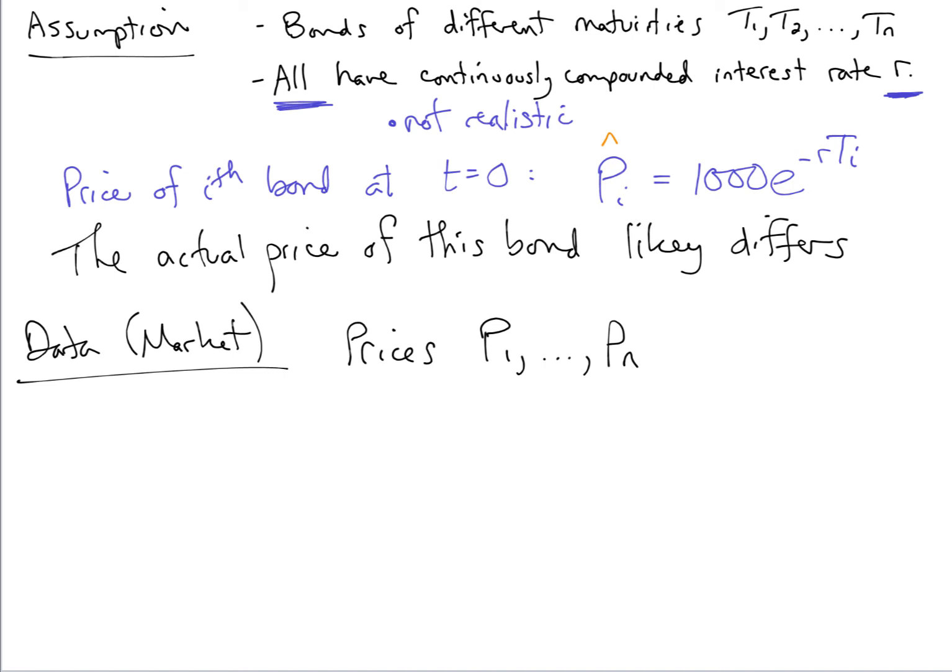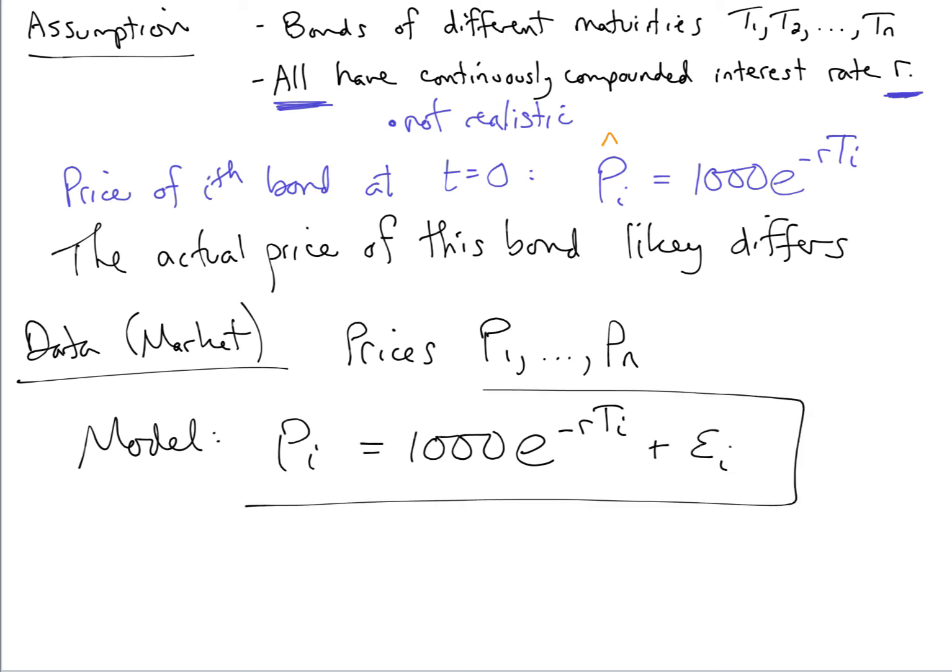And we can think of this as a nice regression model. We can say that our model is that P i is 1,000 e to the minus R T i plus epsilon i. And what we have is this being our nonlinear function, f of T i and R. We thus now proceed with our least squares problem to estimate our parameter R.